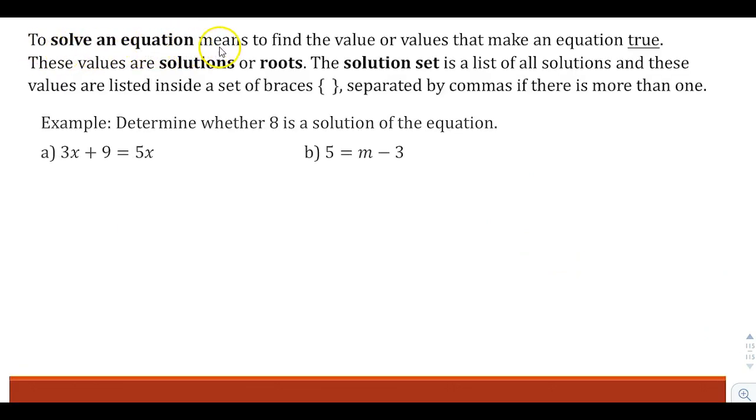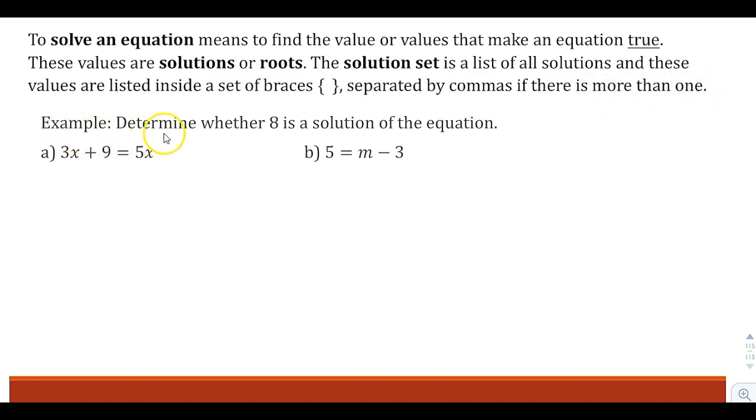To solve an equation means to find the value or values that make an equation true. These values are solutions or roots. The solution set is a list of all solutions, and these values are listed inside a set of braces, separated by commas if there is more than one.